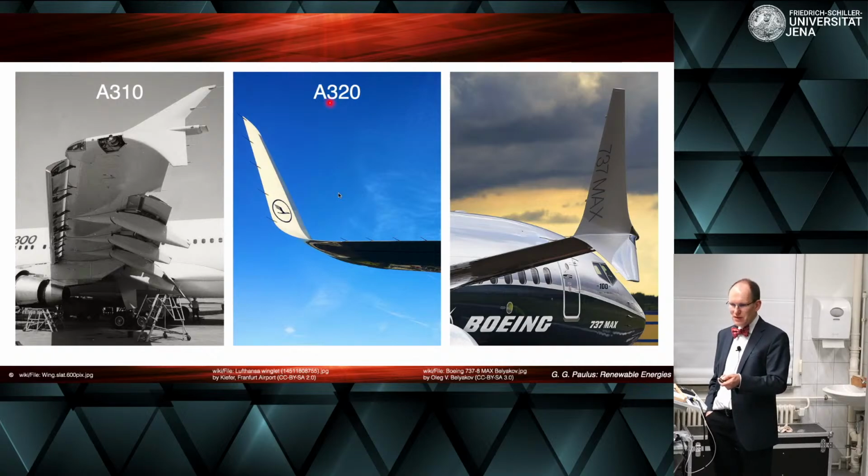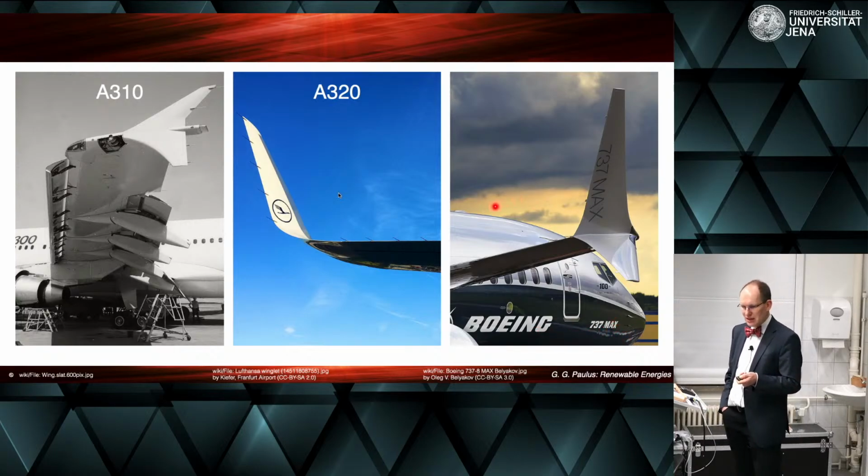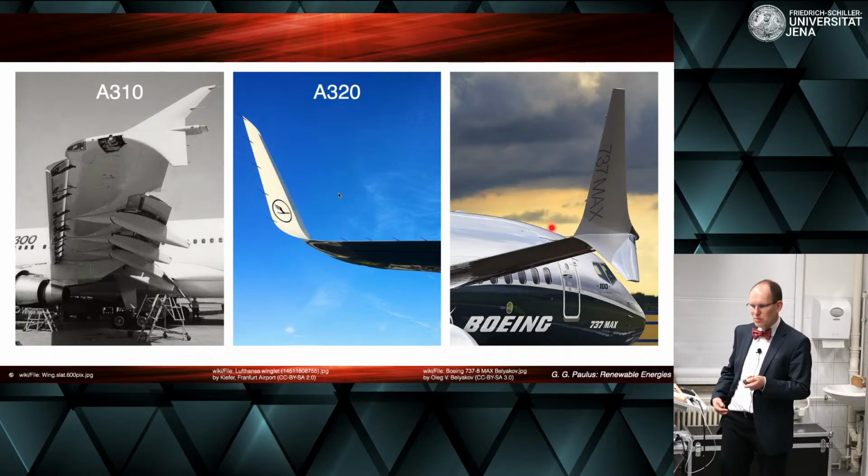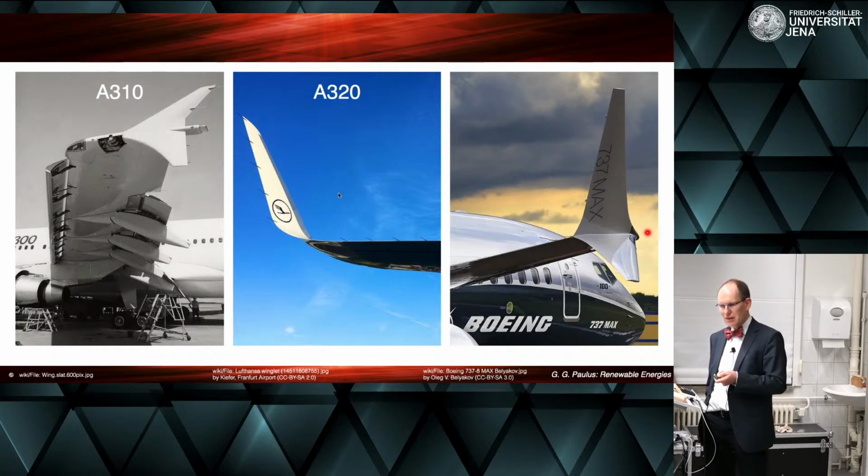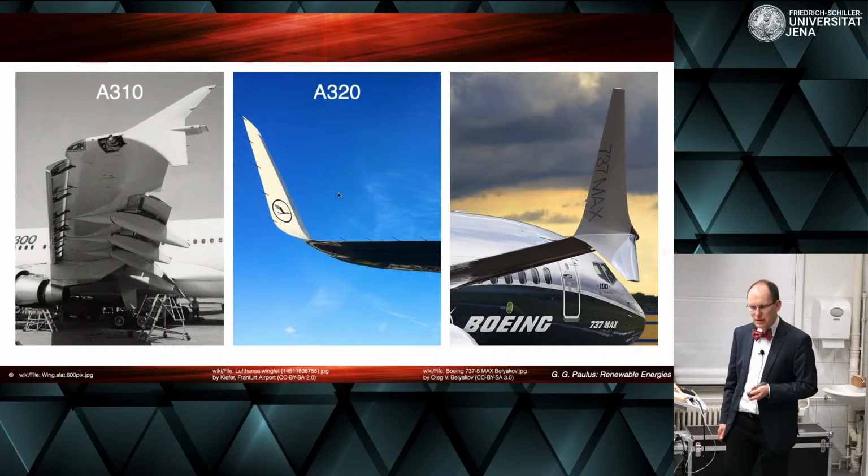Here you see a very modern form on a pretty infamous aircraft, the 737 MAX, and it has this kind of a split tip winglet. And Boeing claims that alone this reduces the fuel demand by 1.5%, which is a lot. Yeah?